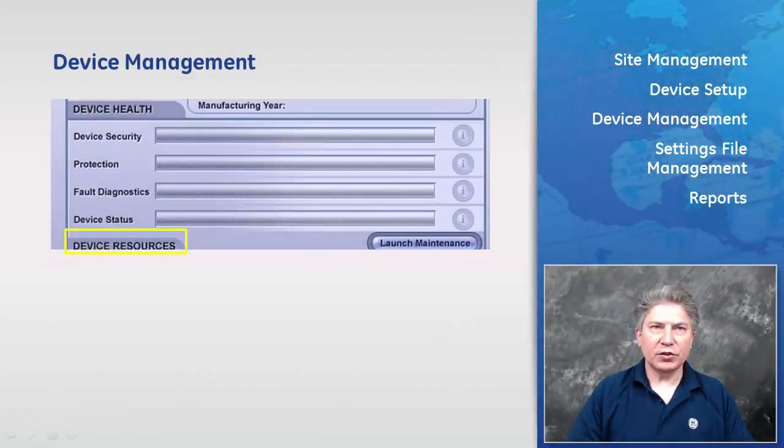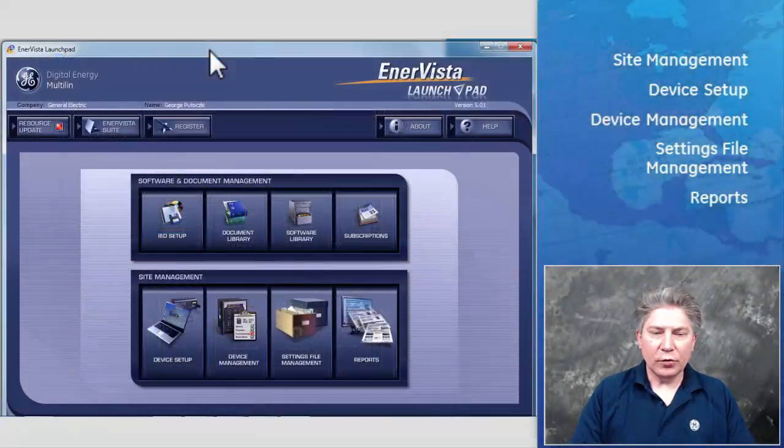In device resources, when a device is highlighted under the product tree, device resources provide shortcuts to the already downloaded resources for the selected device in software and document management. You can double click the icon and it'll open that document in the document library. As more resources are downloaded into the software and document management, the additional shortcuts will be added to the device resources automatically. So let's go into the device management under the launchpad.